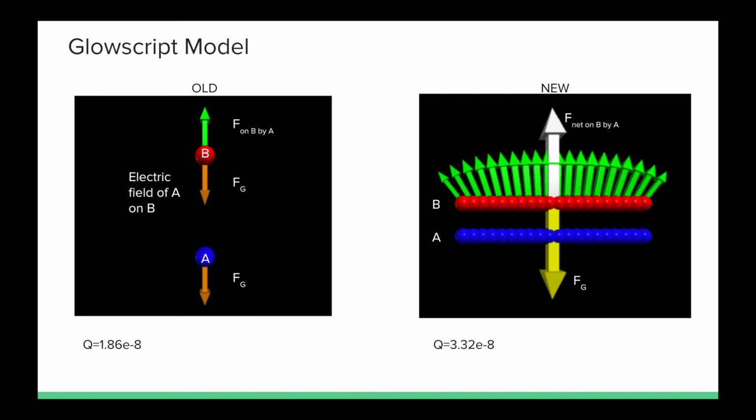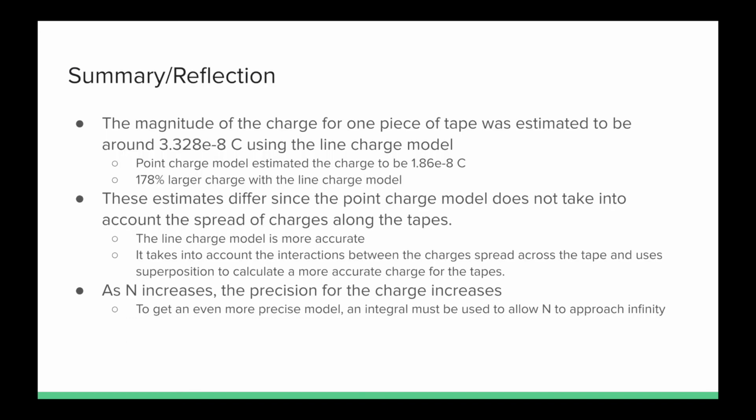To summarize, the charged tapes were positively charged, with a net charge estimated to be around 3.28 times 10 to the negative 8 coulombs, calculated using the line charge model. Compared with the point charge model, which estimates the charge to be around 1.86 times 10 to the negative 8 coulombs, the line charge model estimate is 178% larger.